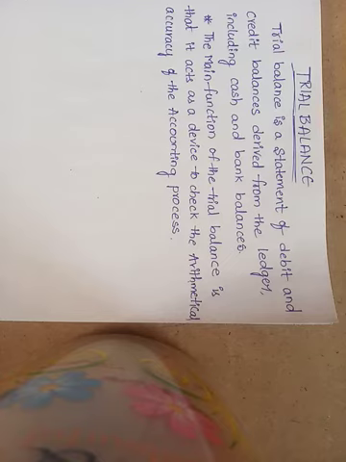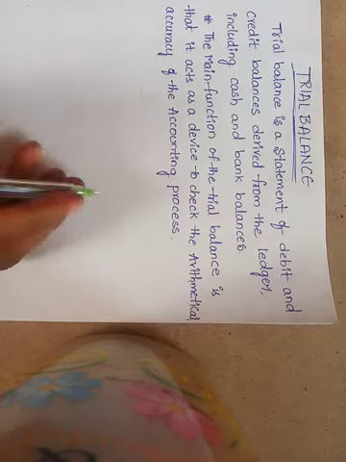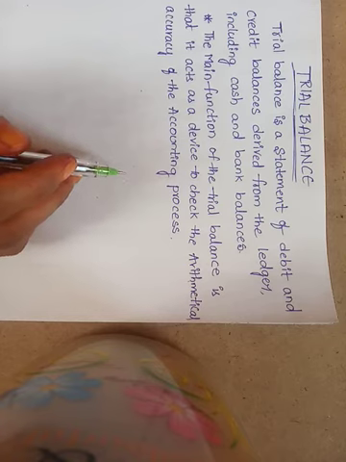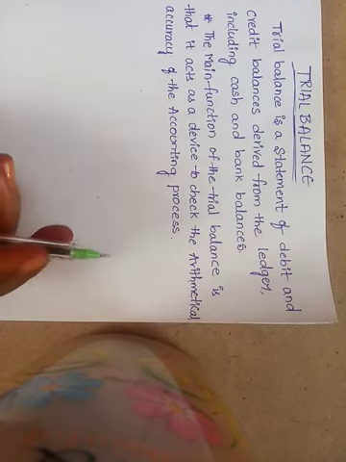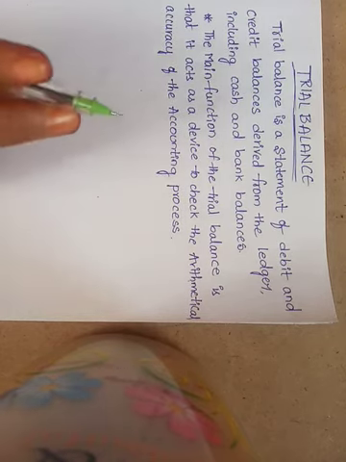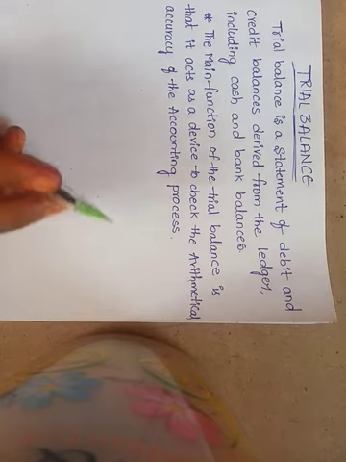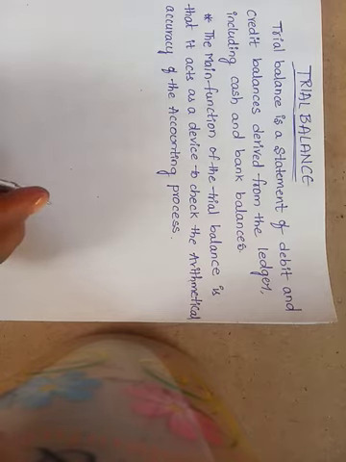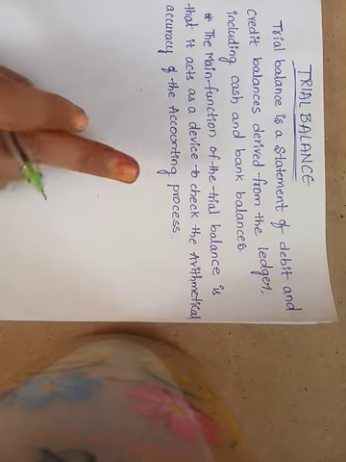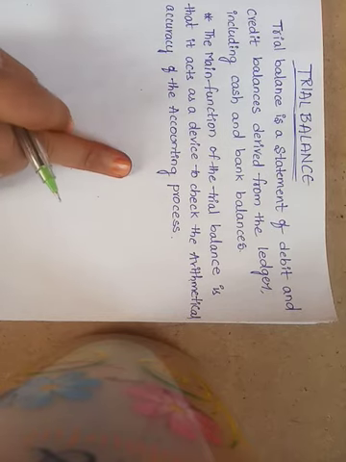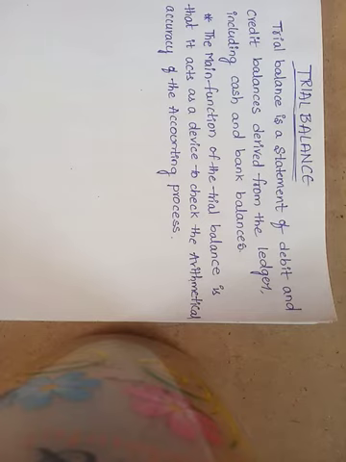To check the arithmetical accuracy of the accounting process. So it shows that ledger postings have been properly made and the balance in each account is computed correctly. So it acts as a starting point for the preparation of final accounts. In that final accounts, first we have to prepare the trading account. After that, profit and loss account and balance sheet.